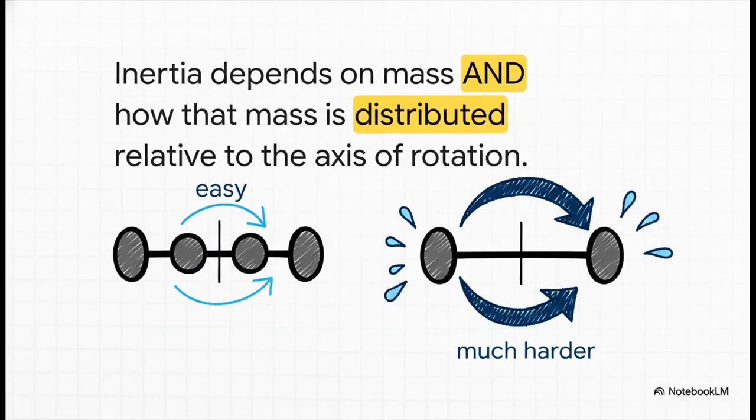And this is the kicker. An object doesn't just have one moment of inertia. Its value completely changes depending on where you try to spin it from. See, mass is just mass. A 10-kilogram ball is always a 10-kilogram ball. But its moment of inertia, that depends on the pivot point. Let me show you what I mean.